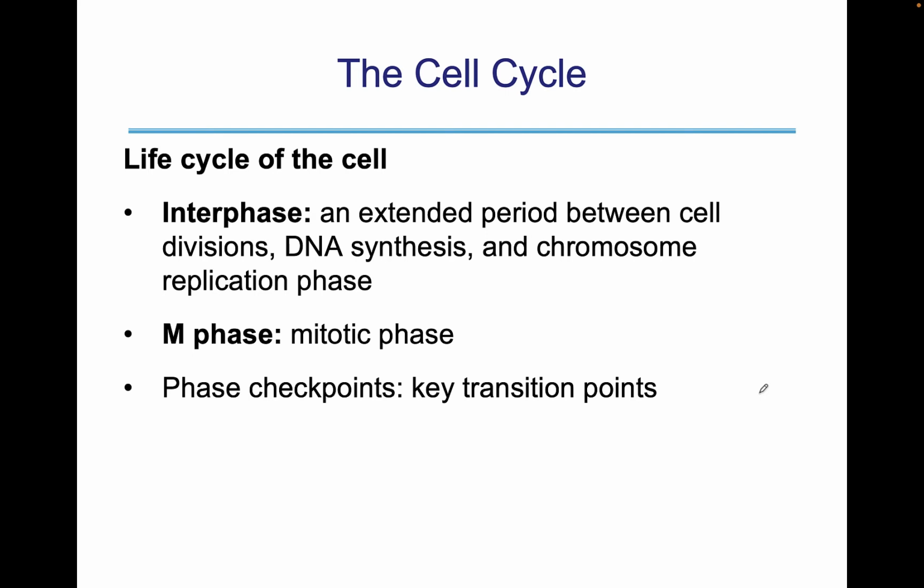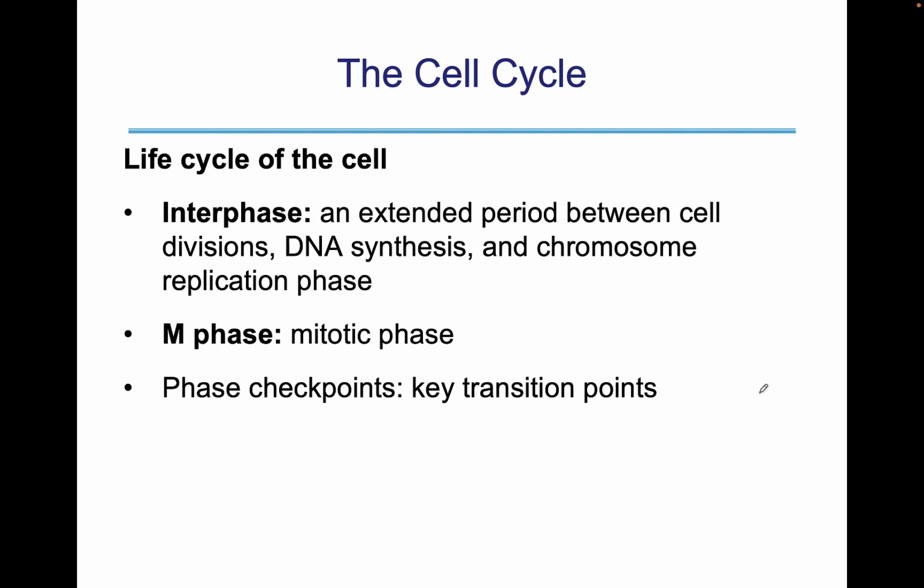The cell cycle can be divided into two major phases. The first is interphase. This is the period in between the actual division. So this accounts for cell growth, development, and function, and it's critical for cell division to take place. It's one of the most critical events. The second is the M phase, or the mitotic phase. This is where you have a period of active cellular division.